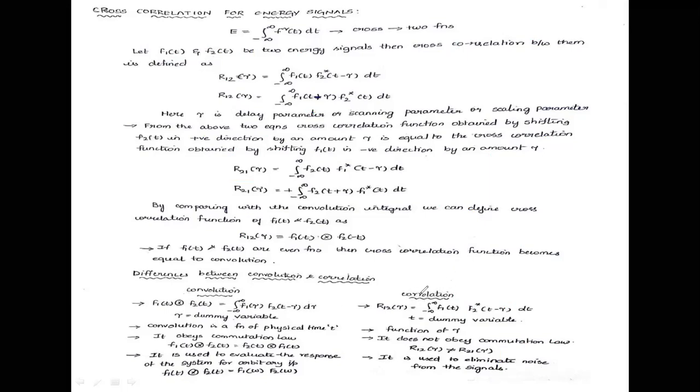And the cross correlation is f1 of t, f2 star of t minus tau d tau. So t is a dummy variable here, and tau is a dummy variable. Convolution is a function of physical time t. It obeys the commutative law. The correlation, a function of tau, does not obey the commutative law.